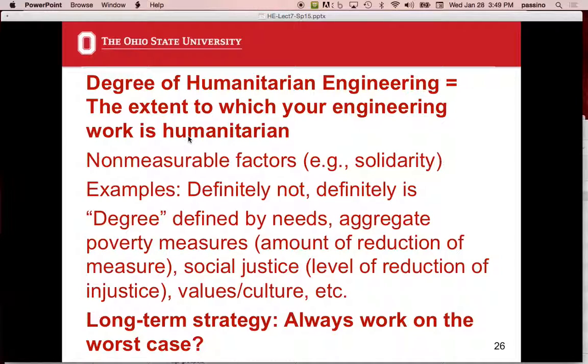I think it's good to have a notion of continuum here, so you can discuss your work in context. Not everybody has to work on the worst case, I believe, personally. It depends on your interest, your personal constraints, your financial constraints, your expertise, et cetera, et cetera.